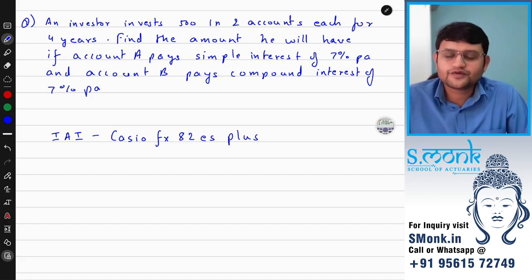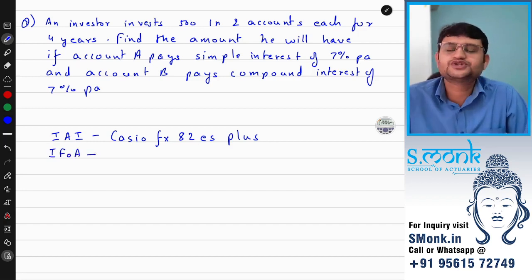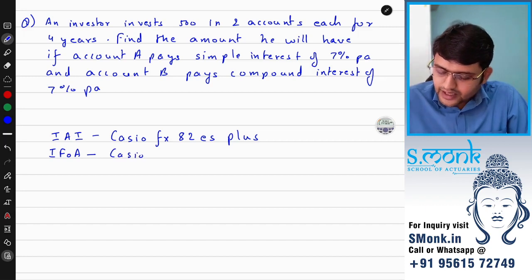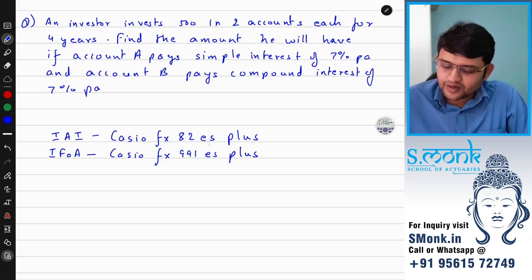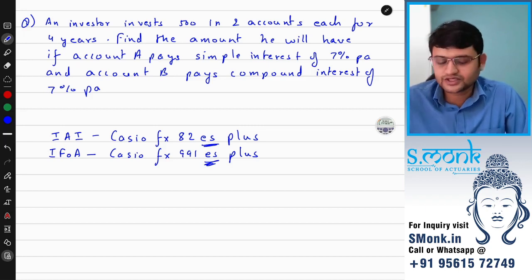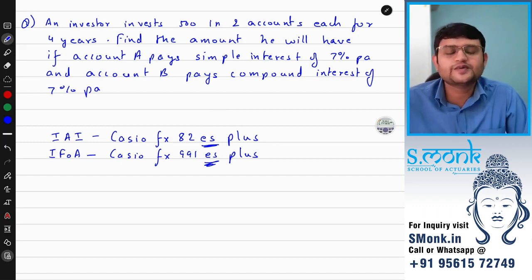If you are giving the paper from IFOA, there is no restriction in the calculators. There's no restriction in which calculator you can buy, but I recommend you buy Casio FX 991 ES Plus. For both of them, it is very important that you buy the ES version, not the MS version. There is another MS version, but do not buy the MS version. Please buy the ES version.